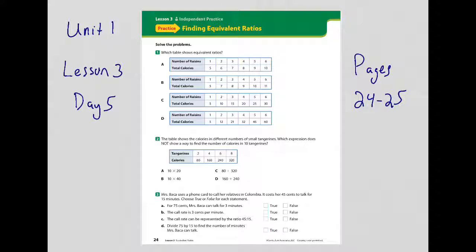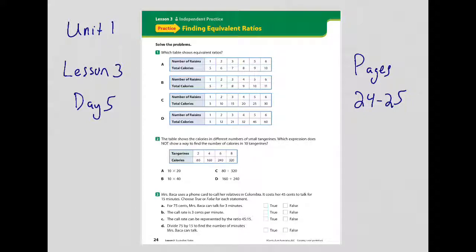So we are wrapping up the lesson on equivalent ratios. This lesson is all about the independent practice, and it's kind of like a quiz review, because right after you do this lesson, you're going to take your quiz. So this is extra practice for your quiz.